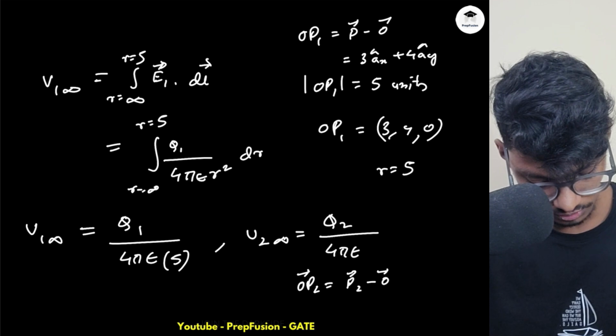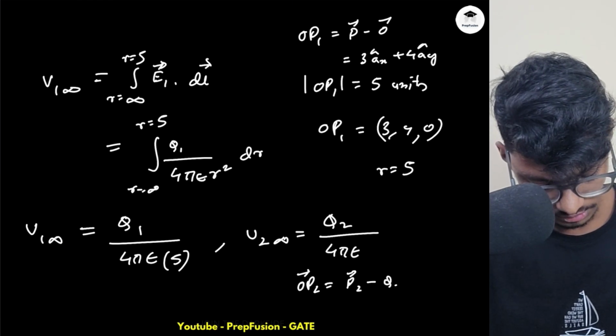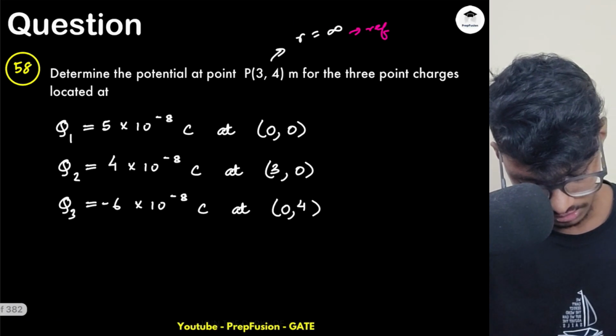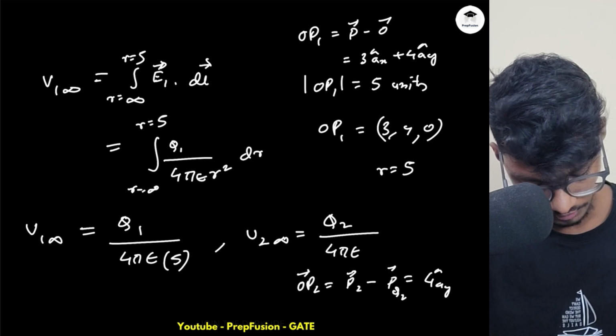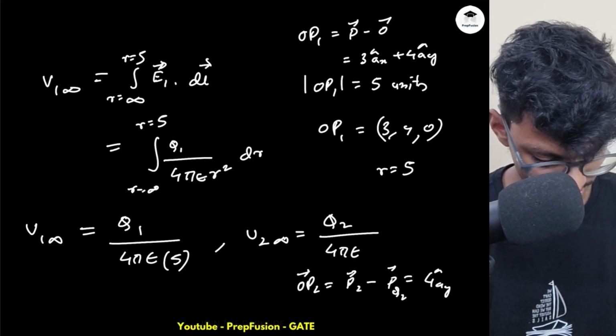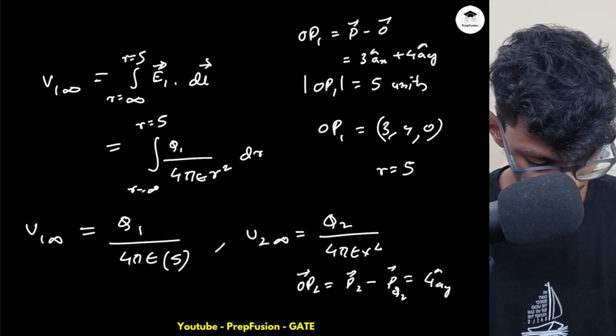P2 vector minus O vector, this is like a Q2 vector, or position vector of Q2. So this will come out to be 3 will get cancelled, 4 j cap. Okay, so what will be V2 infinity? Basically the distance, right? What is the distance? Distance is simply the magnitude of this OP2 vector, that is 4. So it will be simply 4.